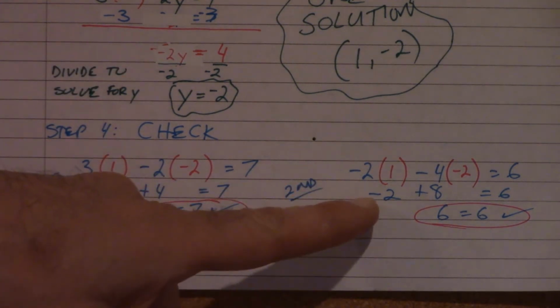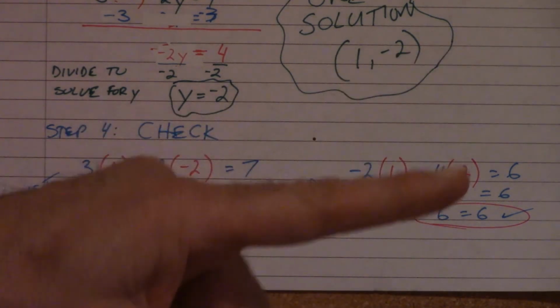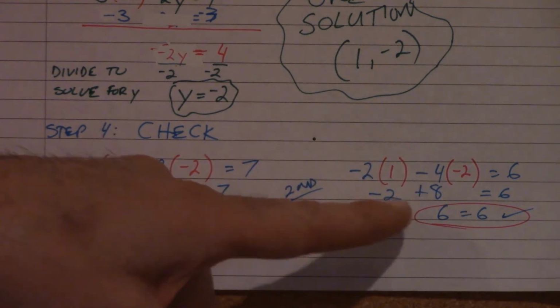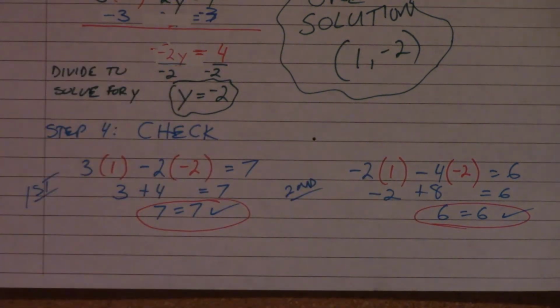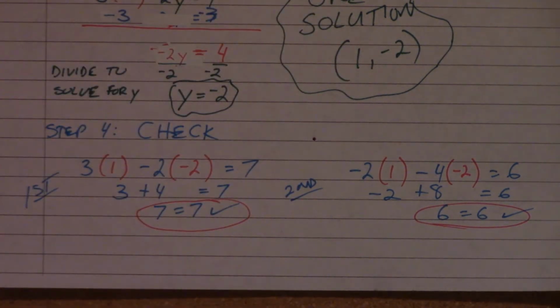In the second equation, same thing, -2 times 1, -4 times -2 equals 6. So that's -2 plus 8. So -2 and a +8 equals 6. It checks. So we know for sure that the answer is correct. One solution, 1, -2. That's where these two lines will meet on a graph. If you graph them, they will meet at that point, 1, -2.